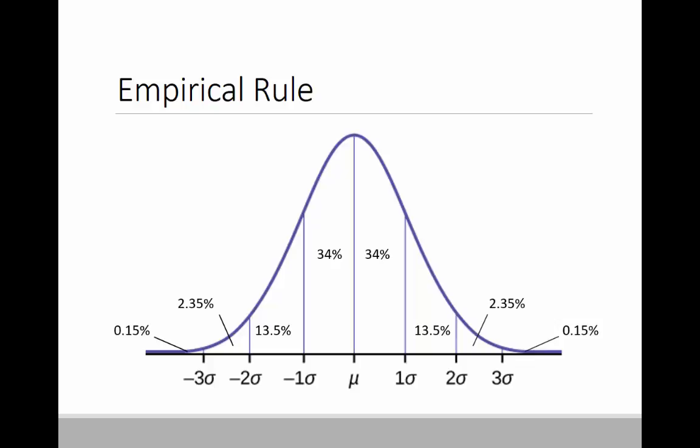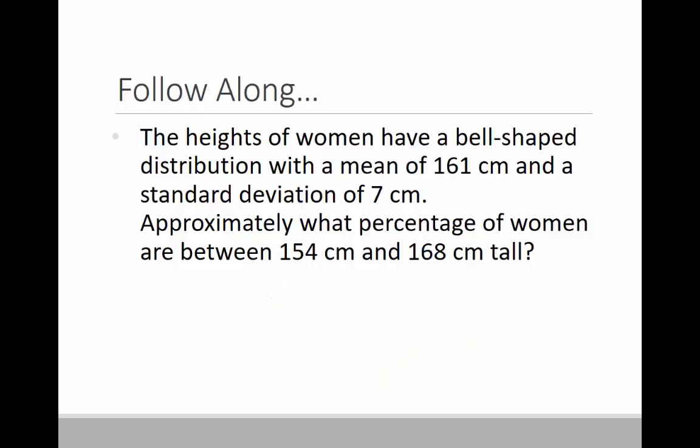Now let's take a look at some examples using actual data. We will walk through the first example together. The heights of women have a bell-shaped distribution with a mean of 161 centimeters and a standard deviation of 7 centimeters. Approximately what percentage of women are between 154 and 168 centimeters tall?